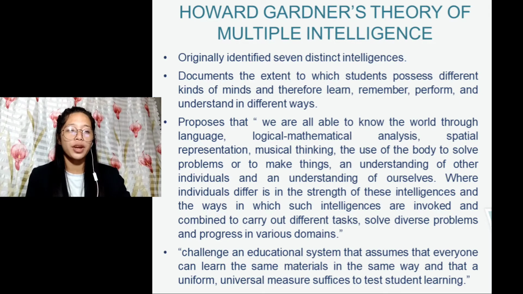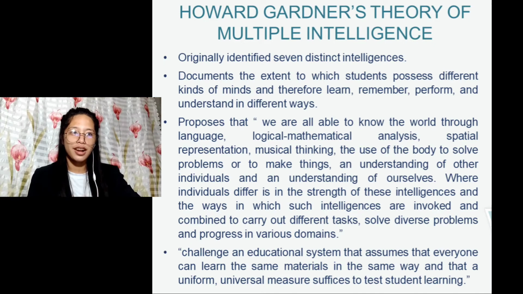Hanny and Morgan 2014 support Gardner's theory. Morgan's research indicated that differentiated instruction benefits all students, but must be presented by well-prepared, experienced, and knowledgeable teachers. This diversity, according to Gardner, should impact the way people are educated. He stated that these differences challenge an educational system that assumes that everyone can learn the same materials in the same way and that a uniform, universal measure suffices to test students' learning.